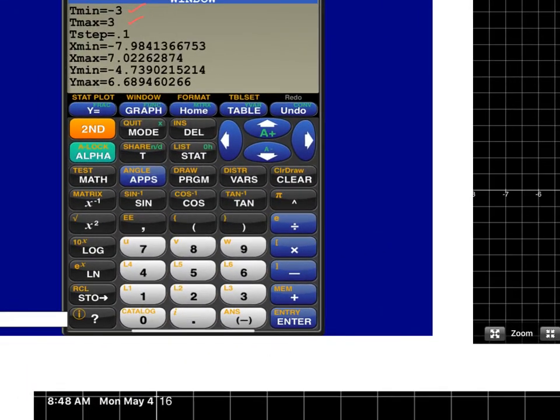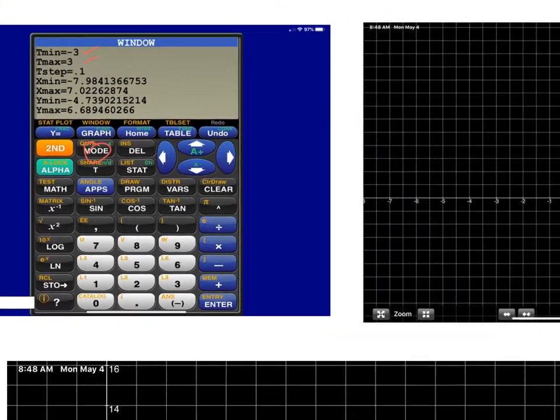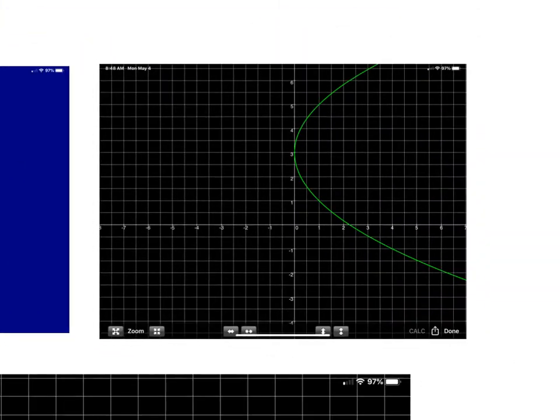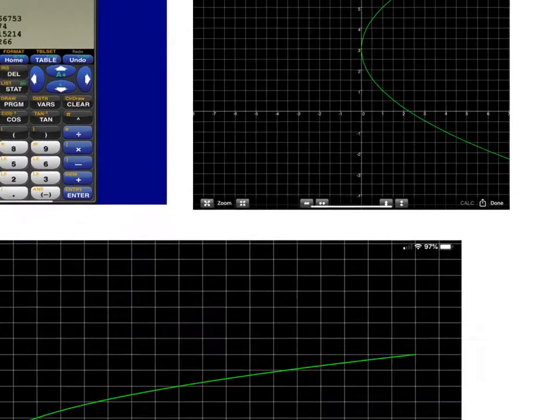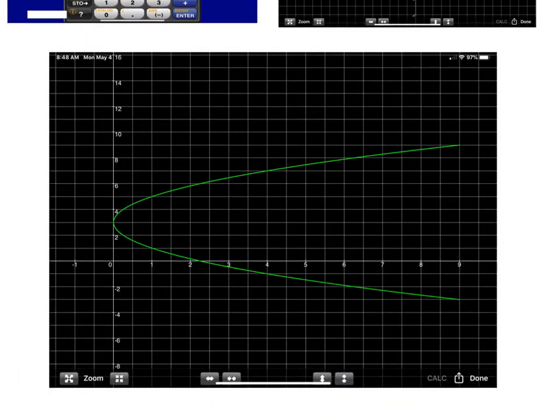See, here's my mode key. That's where I went to get the parametric. And that looked pretty good. And I worked on the window a little bit and got the whole picture from negative 3 to 3. Because you can play with what your x's are going to be and what your y's are going to be. Go up here and look at that window, that screen again.